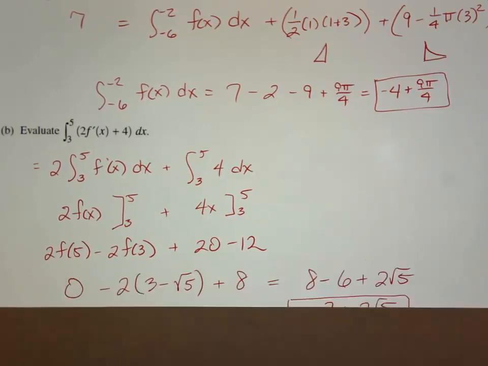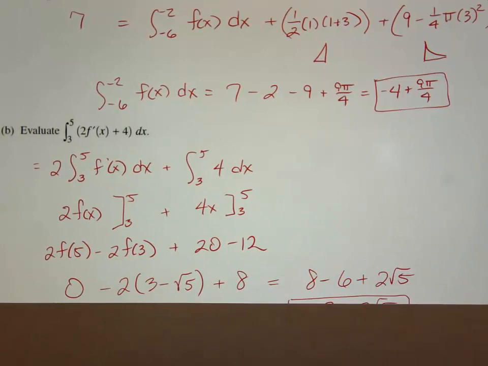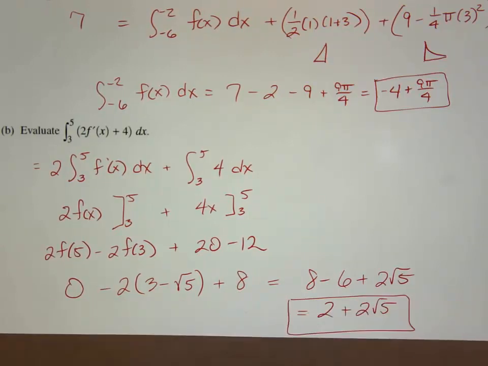Do the math, plugging in the values. F of 5 is 0. And f of 3, they told you in the reading part, was 3 minus root 5. And then the area of these two together makes 8. Clean it all up. If you clean your answer up, it comes out to be 2 plus 2 root 5. If you left your answer right here, that would have been totally acceptable. You didn't have to clean it up.